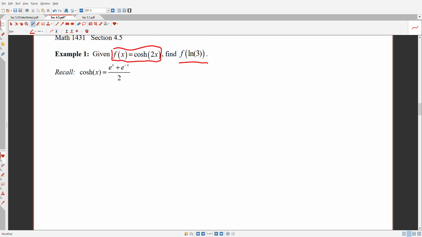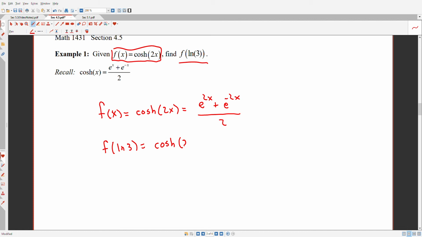So they remind us what hyperbolic cosine is right there, but we're not dealing with the hyperbolic cosine of x. We're dealing with the hyperbolic cosine of 2x. So this would look like e to the 2x plus e to the negative 2x all over 2. And now I want to plug in the natural log of 3 into this function. So this will be the hyperbolic cosine of 2 times natural log 3.